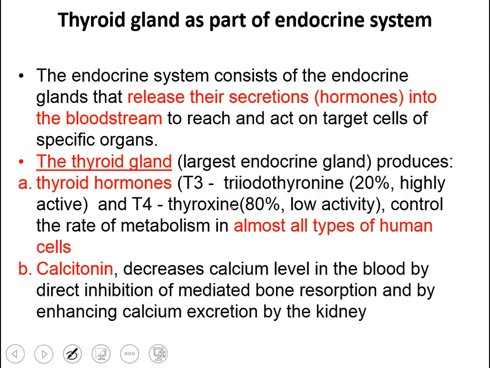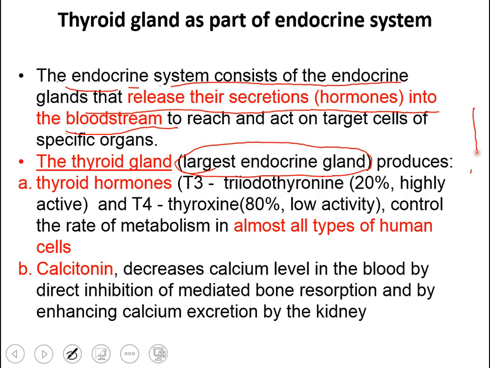On the next slide, and the next few slides actually, I placed the most important information about thyroid gland physiology. Before this lecture, you should already know that our endocrine system consists of glands which release their secretions, or hormones, into the bloodstream in order to act on the target cells. The thyroid gland, by the way, is the largest endocrine gland of our body, and produces thyroid hormones and calcitonin, so two types of hormones.